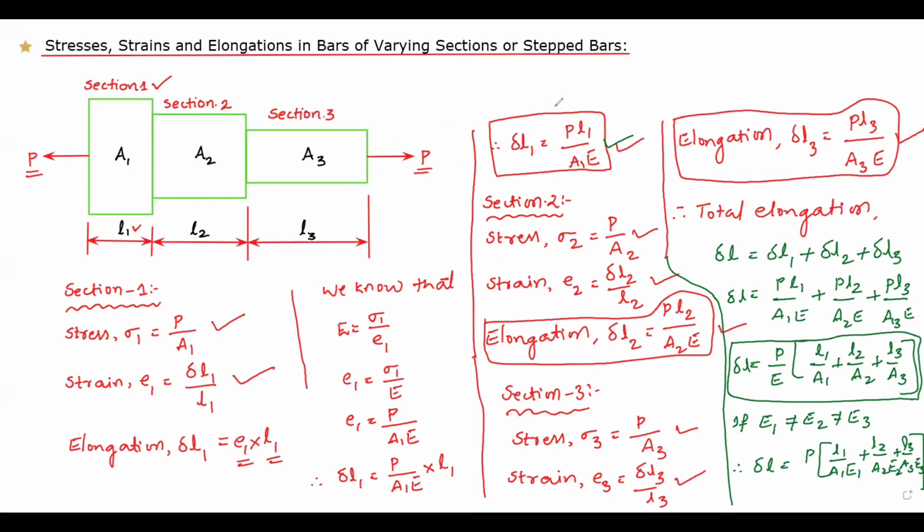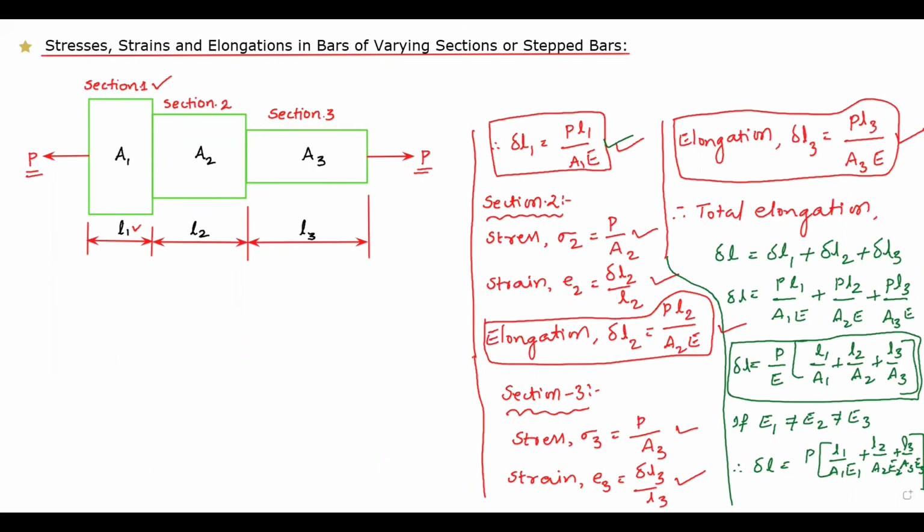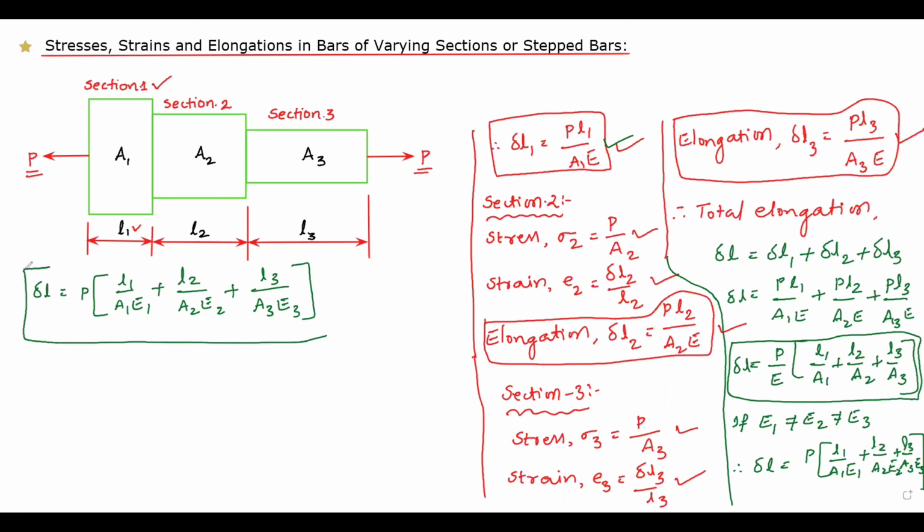Once again I will write it here. Now I will erase this. Look here, I will write this equation once again. Delta L is equal to P, which is common because it is constant, times L1 by A1 E1 plus L2 by A2 E2 plus L3 by A3 E3. Clear? So this is the equation when Young's moduli are different.